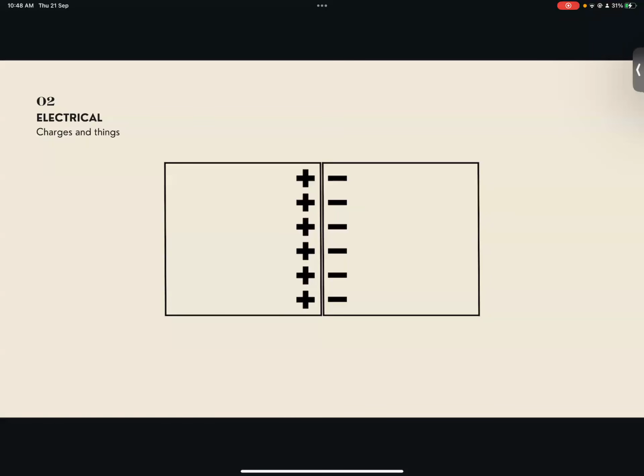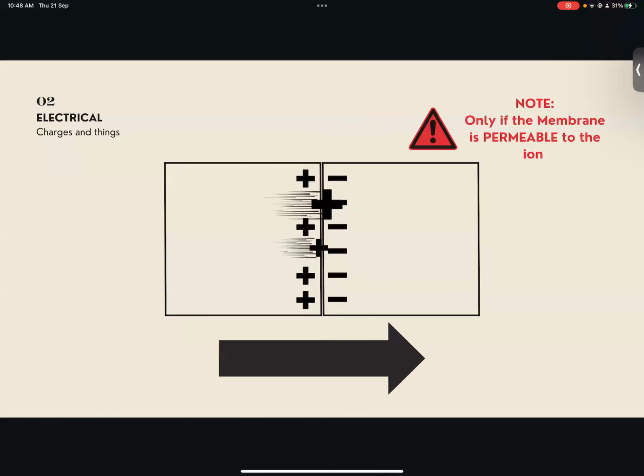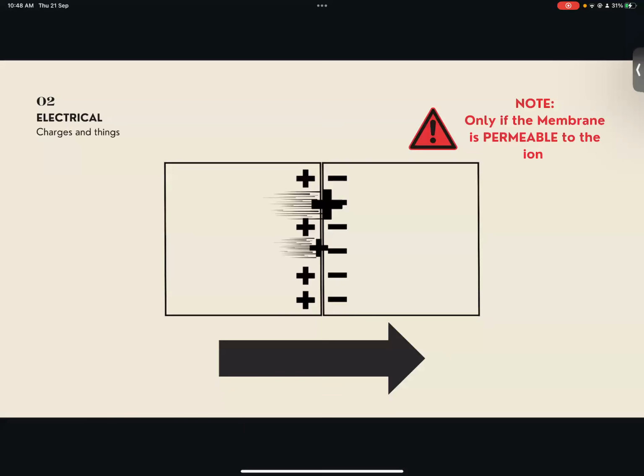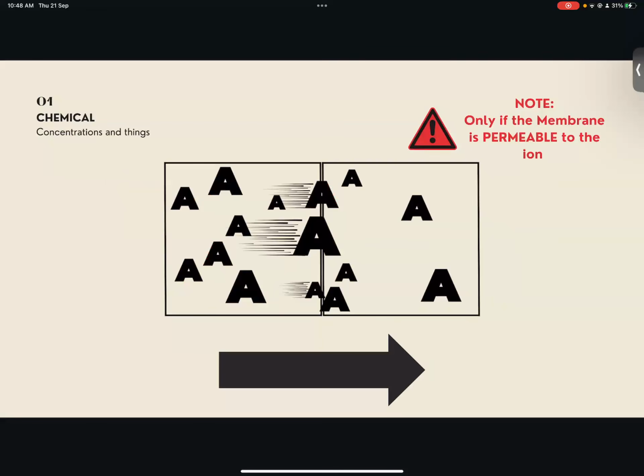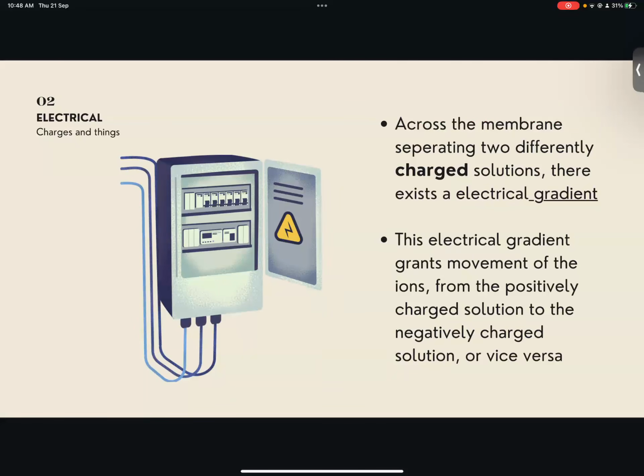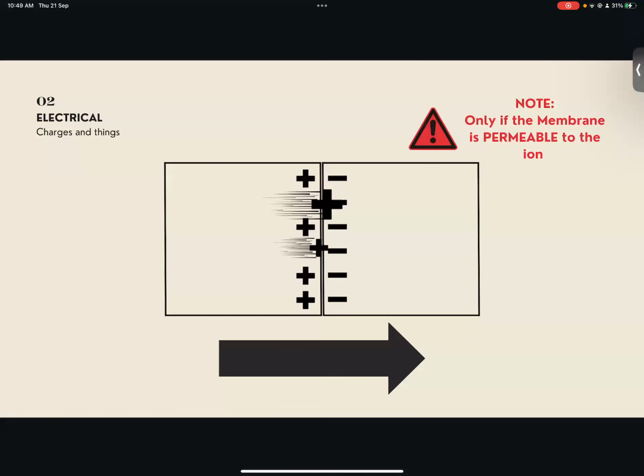It is permeable to the positively charged ions, and that's what we see here: the movement of the positively charged ions from the left compartment to the right compartment. So across the membrane separating two differently charged solutions, there exists an electrical gradient. Just in the same way that we have a chemical gradient here, we have an electrical gradient here. This electrical gradient grants movements of the ions, whether from the positively charged to the negative or vice versa, depending on what ion the membrane is permeable to.